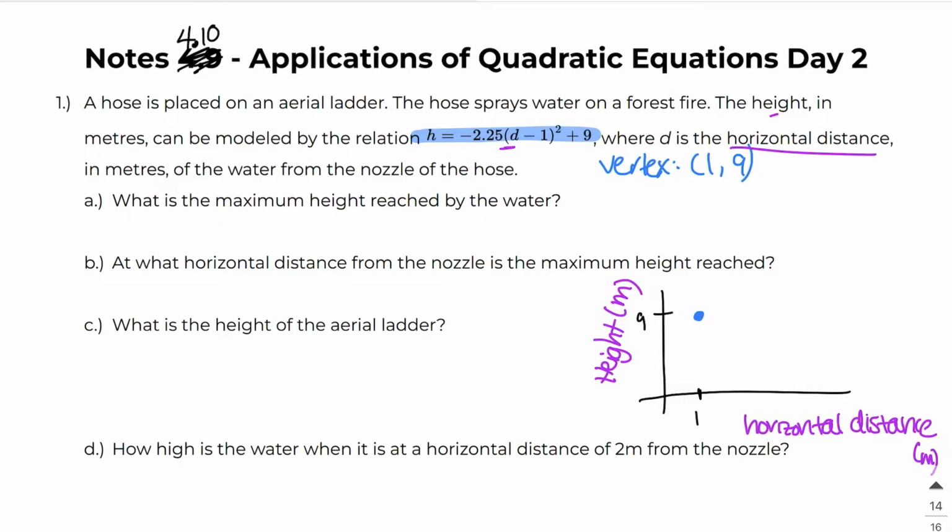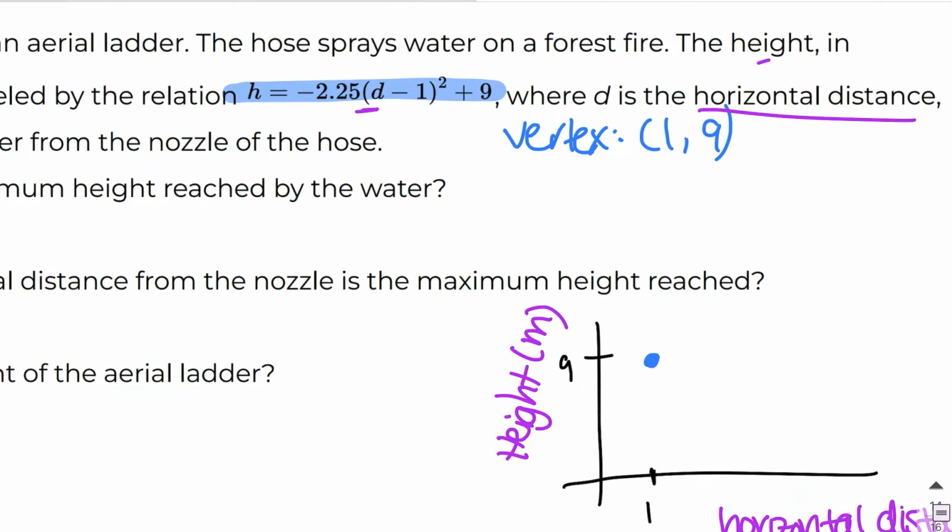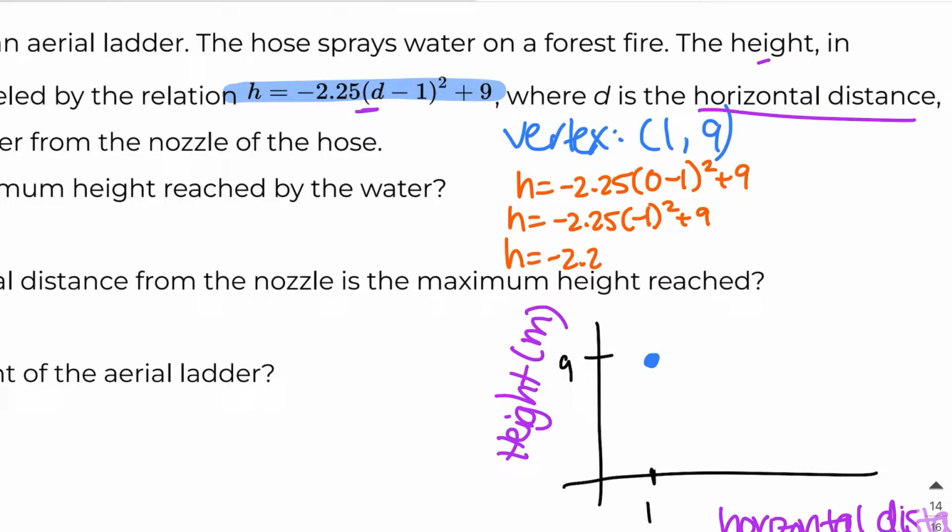Let's also find out what our starting point is, or our y-intercept. Our y-intercept will happen when the horizontal distance is 0, so it's going to happen over here. I'm going to replace this d with a 0. So h equals negative 2.25 times 0 minus 1 squared plus 9. Here I get negative 2.25 times negative 1 squared plus 9. Negative 1 squared is positive 1. Then negative 2.25 times 1 is negative 2.25. Add 9 to it, and I end up getting 6.75.